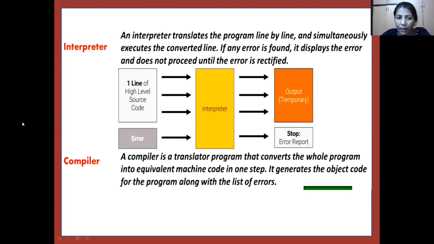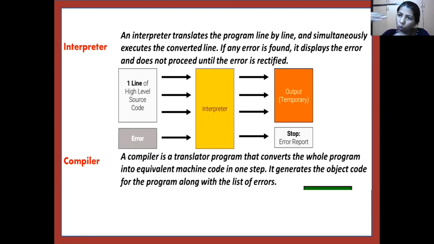Okay, but on the other side, the compiler is also a language converter. Okay, but how does it work? It converts the whole program together. Okay, fine. Suppose I have written a program of 50 lines.